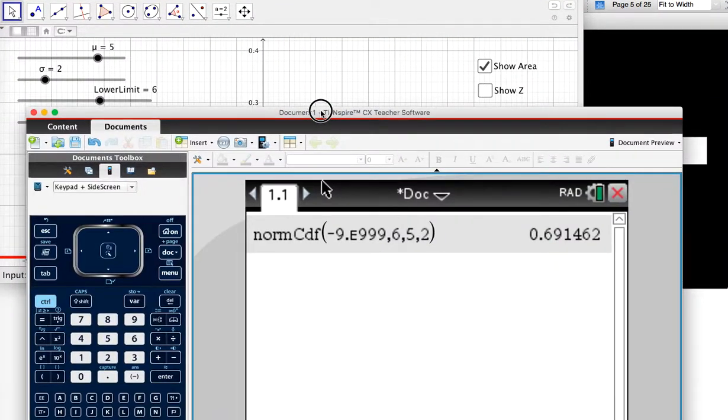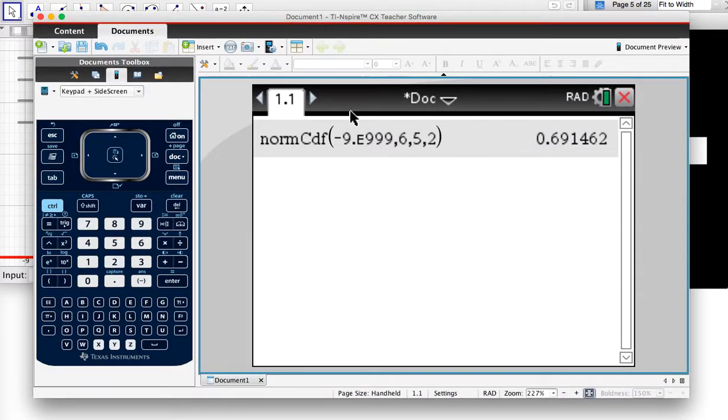And once you've done this once, rather than going through the menus, you can just copy and paste the way that we've typed this in and change just the limits that we want. So I want the lower limit to be 6 and the upper limit to be positive infinity, because I'm going up to infinity. I'm just going to put in a really big number there, enter, and I get 0.309.